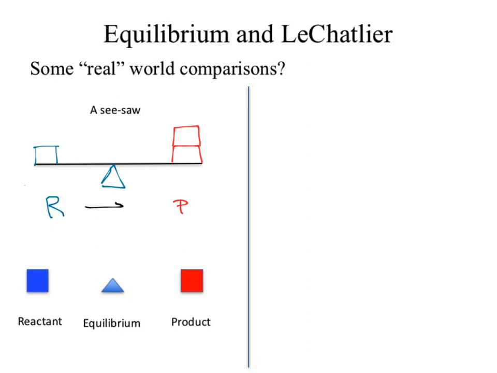If I add products, now what happens? It's imbalanced again. So what does the reaction do? It's going to convert those products back to reactants. There's the double arrow. And we now have equilibrium, and that's the balance between it.